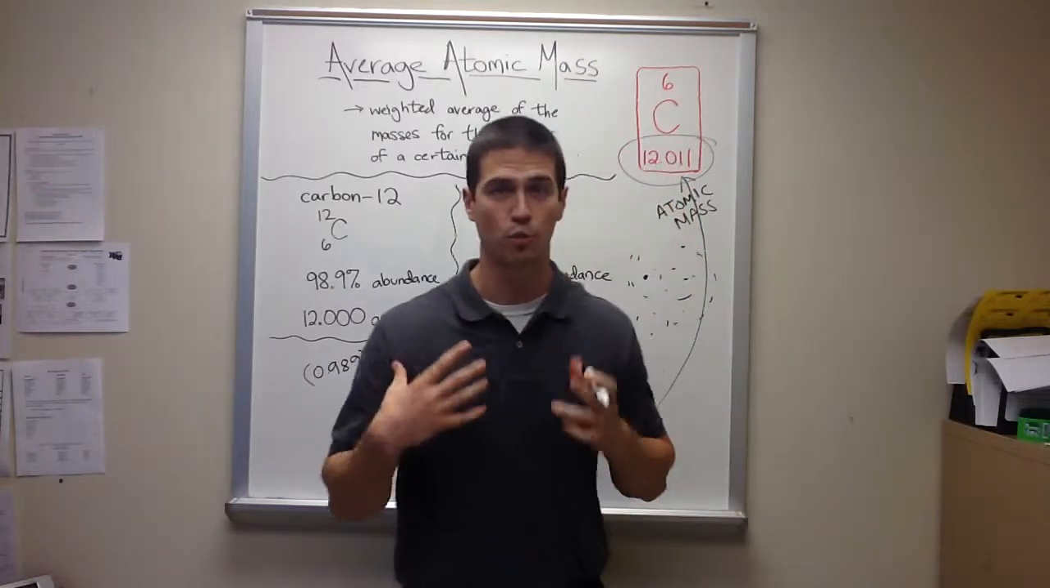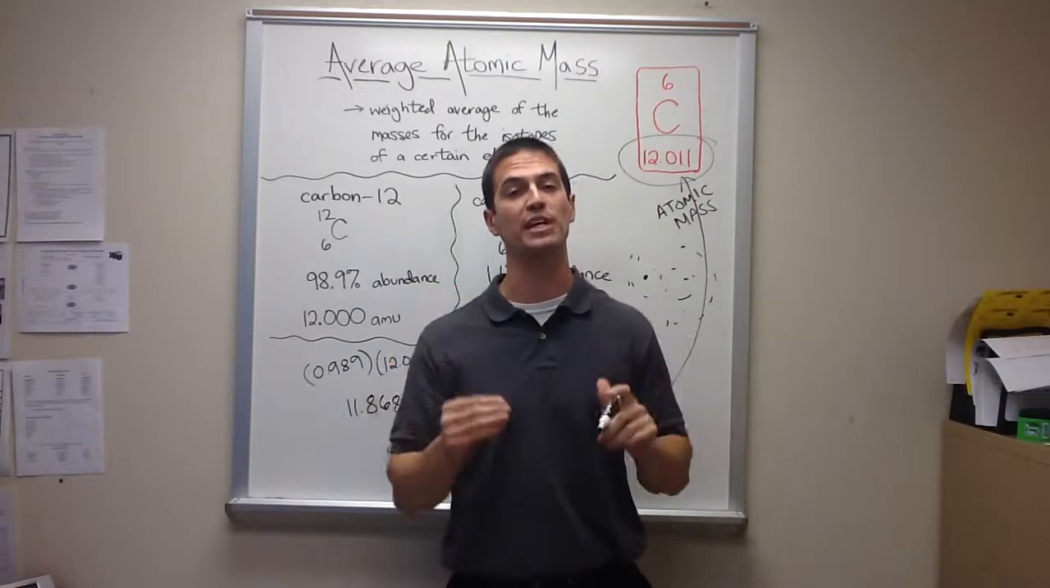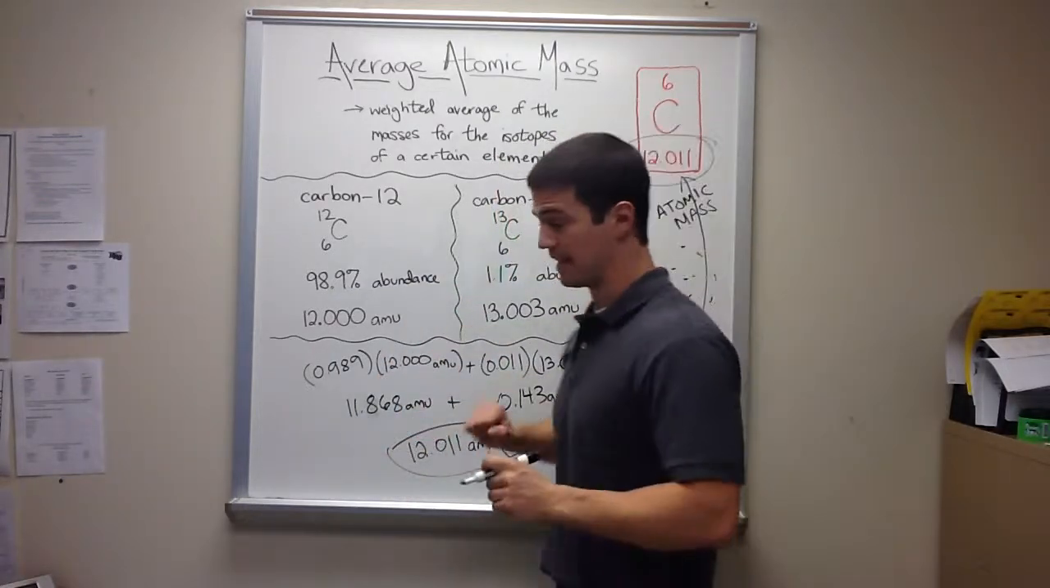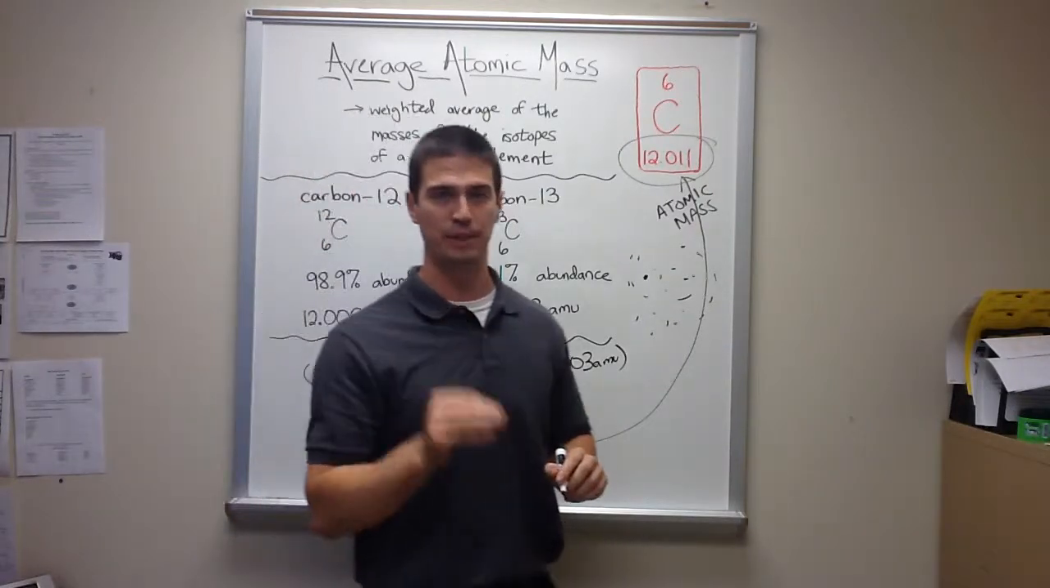And you can always check your work on this. If you look at the periodic table, the atomic mass that you calculate should be really close to what it says on the periodic table. It might be a little off depending on how you round, but it should be really, really close.